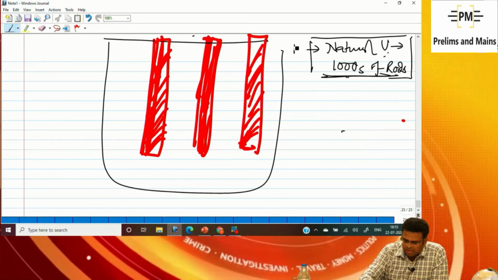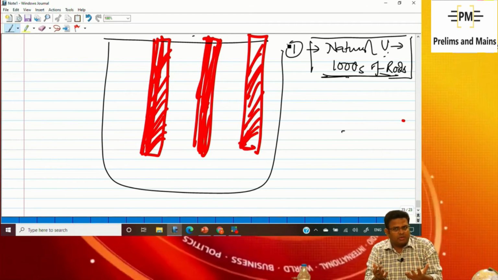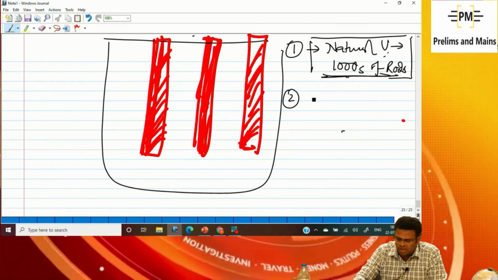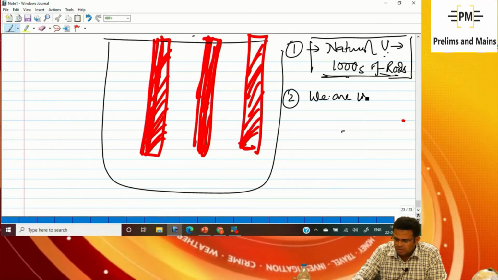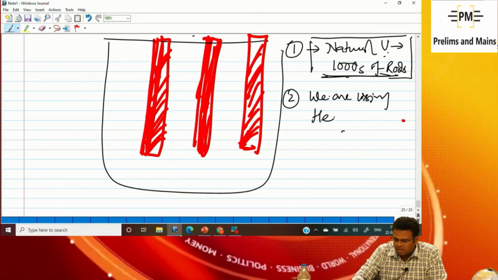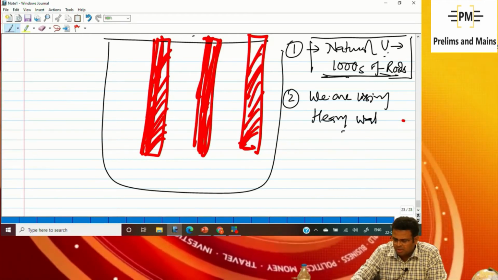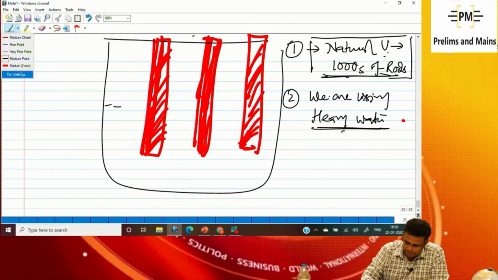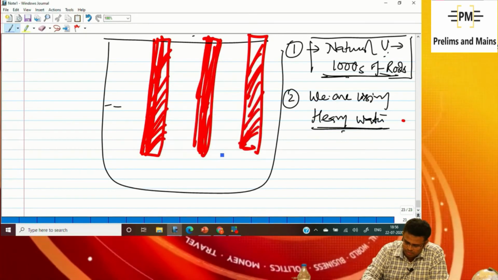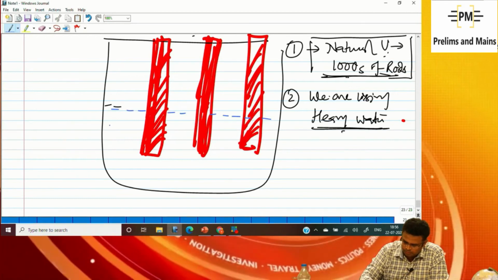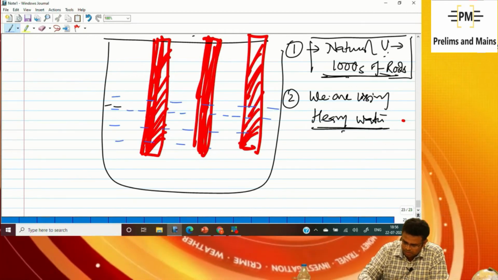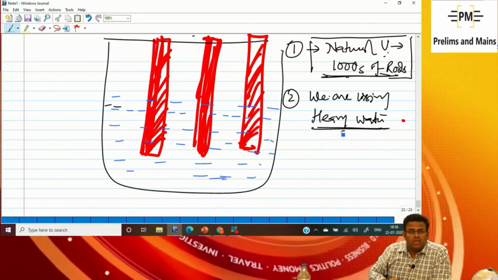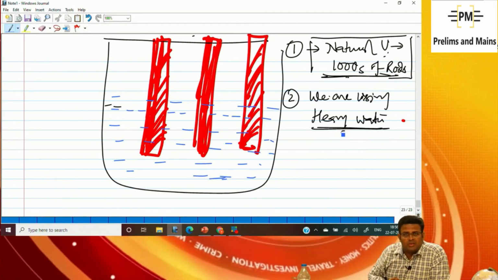Now the next point: I can't utilize enrichment, yes or no? But the second point is that instead of using water, we are using heavy water. If heavy water is there, it will make a large number of thermal neutrons, yes or no?